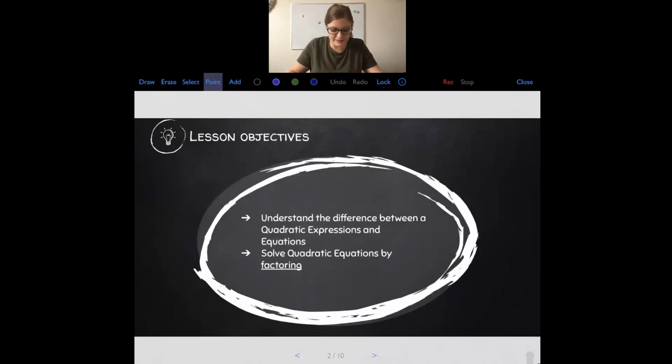So what we're going to do in this lesson is talk about the difference between a quadratic expression and a quadratic equation, and then we are going to learn to solve quadratic equations by factoring. So this is one specific way to solve these equations.